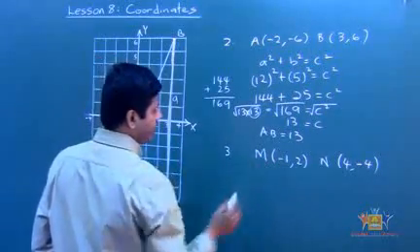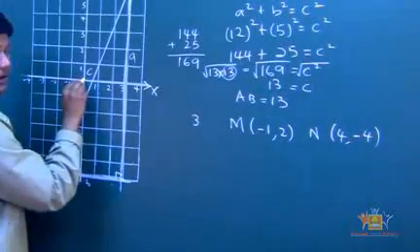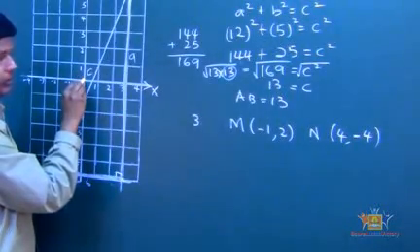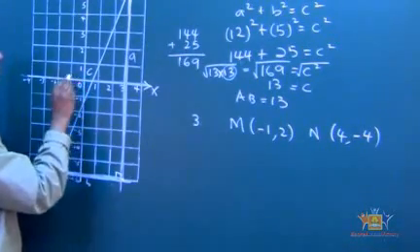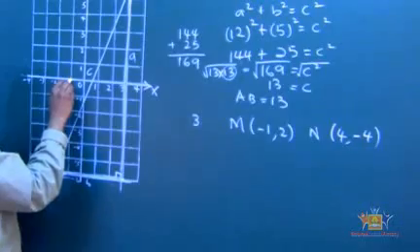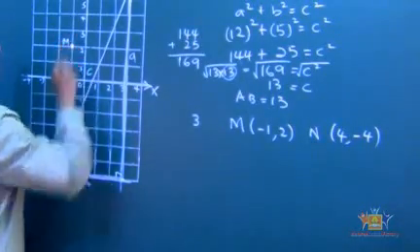Alright, so let's plot the M point first: (-1, 2). The reference point is the origin. With -1, we go left by 1. See that? -1. And then 2 up, by 2: 1, 2. And that's your M. Always label it so it'll be easier.